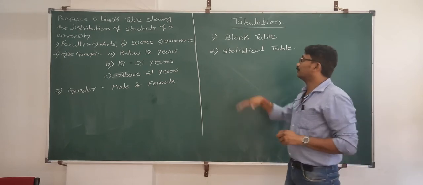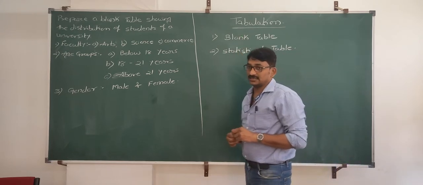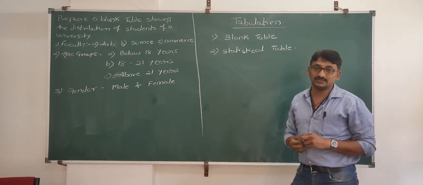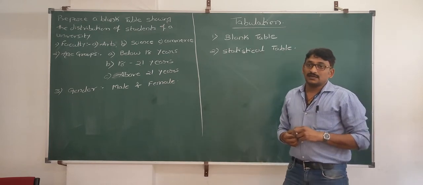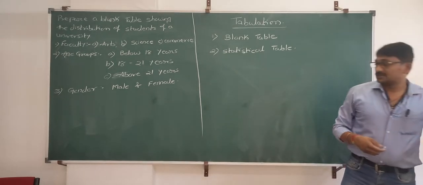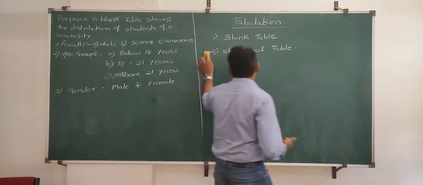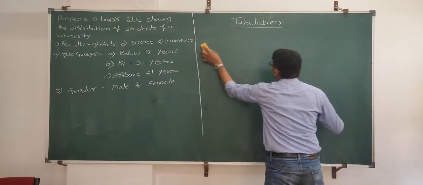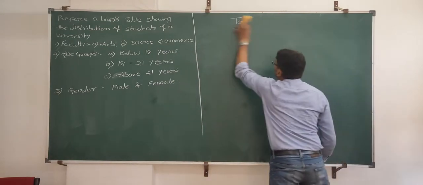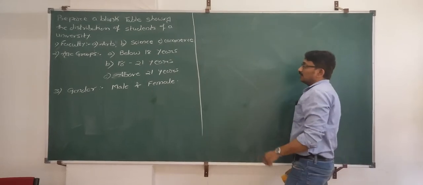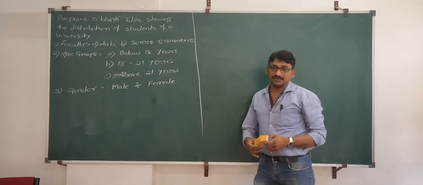Clear? Now to prepare this blank table and statistical table, there are certain components or parts that we have to consider. Now to prepare a blank table or statistical table, there are 9 components. I'll write one by one here. 9 components or parts. Components are nothing but parts.